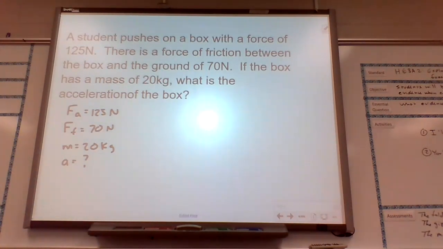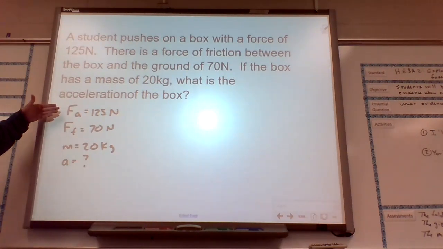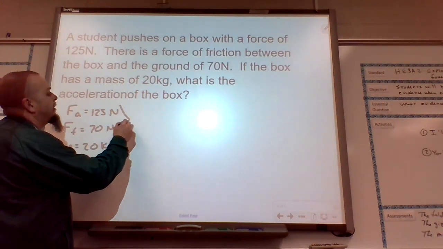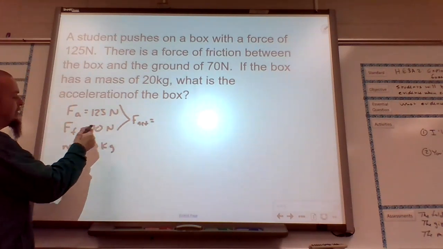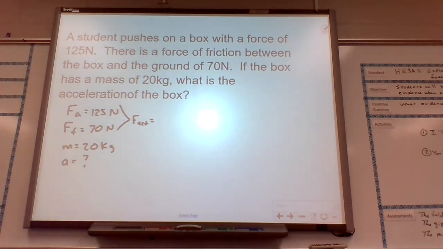Now we have two forces, but there's only room for one force in our equation, and that force is net force. What you need to know is that friction is always going to act opposite of your applied force. So if this student had been pushing to the right, friction would be to the left. These two are always opposite of each other. So to get the net force, we will subtract these two. So we do 125 minus 70, and our net force is 55 newtons.